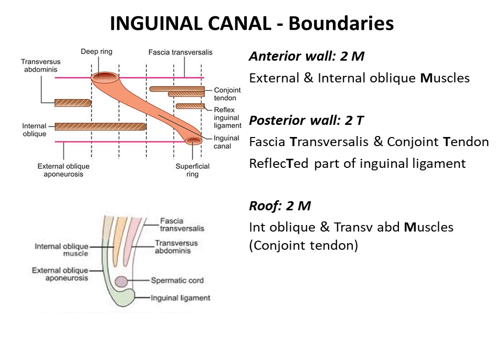The roof is again formed by two muscles, the internal oblique and transversus abdominis, the aponeurotic fibers forming the conjoint tendon. And the floor is formed by the two ligaments, that is the inguinal ligament and the lacunar ligament. So anterior wall, two muscles, roof, again two muscles, posterior wall, the two T's, and the floor, the two ligaments.